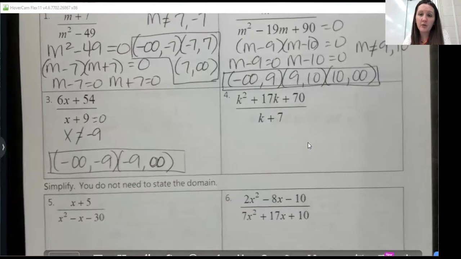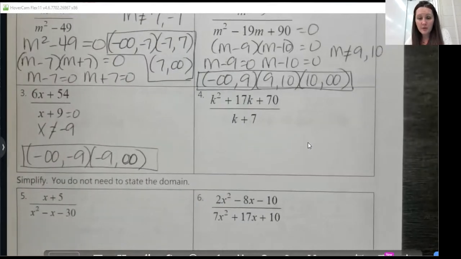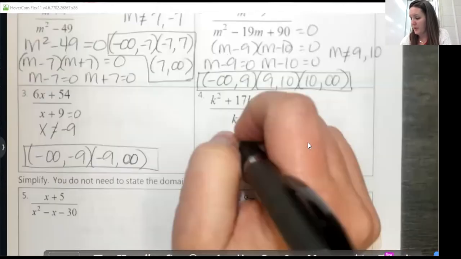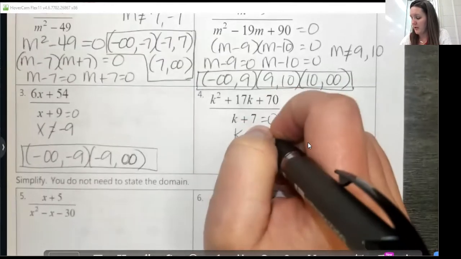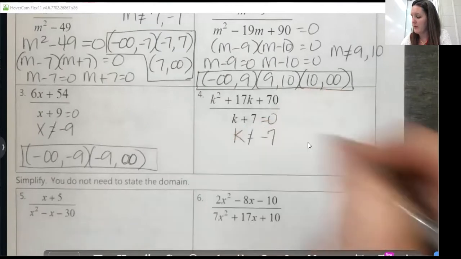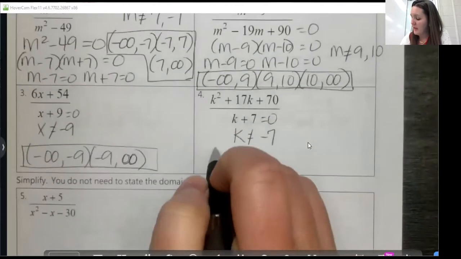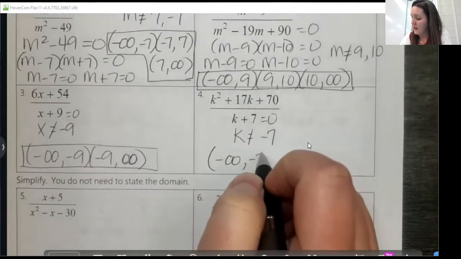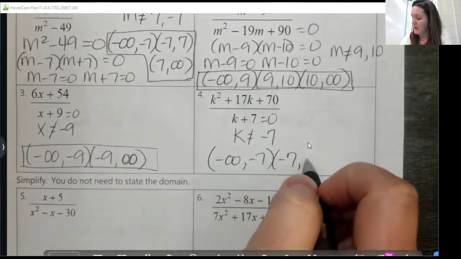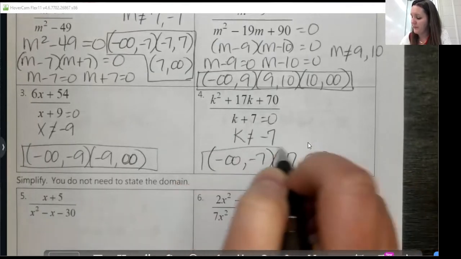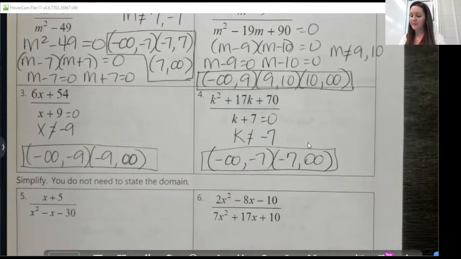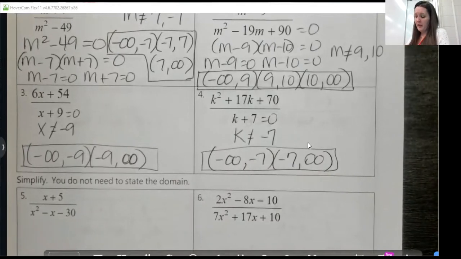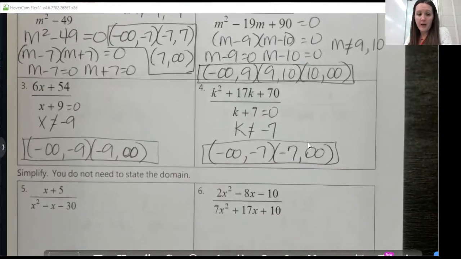I'm not asking you for holes or asymptotes, just the domain, okay? So you don't have to tell me whether it's a hole or an asymptote. So x here or k here cannot equal negative 7. And your domain is negative infinity to negative 7, and then negative 7 to positive infinity. Easy enough, right?